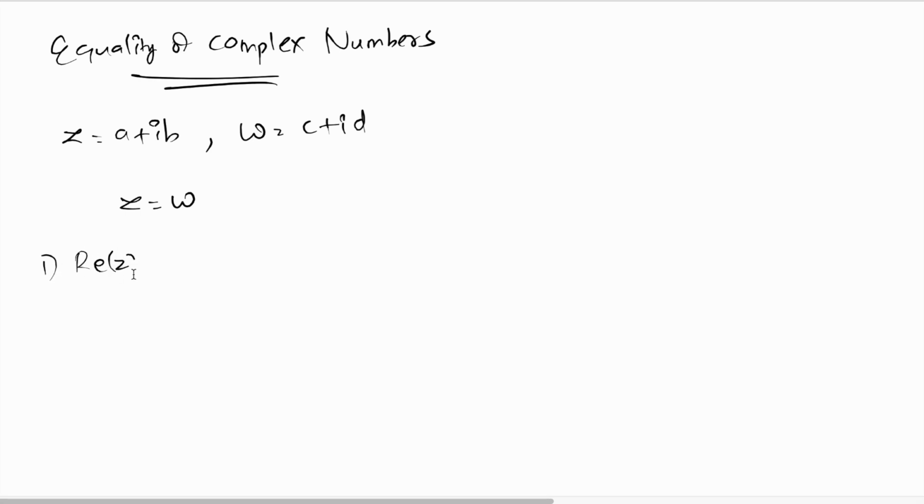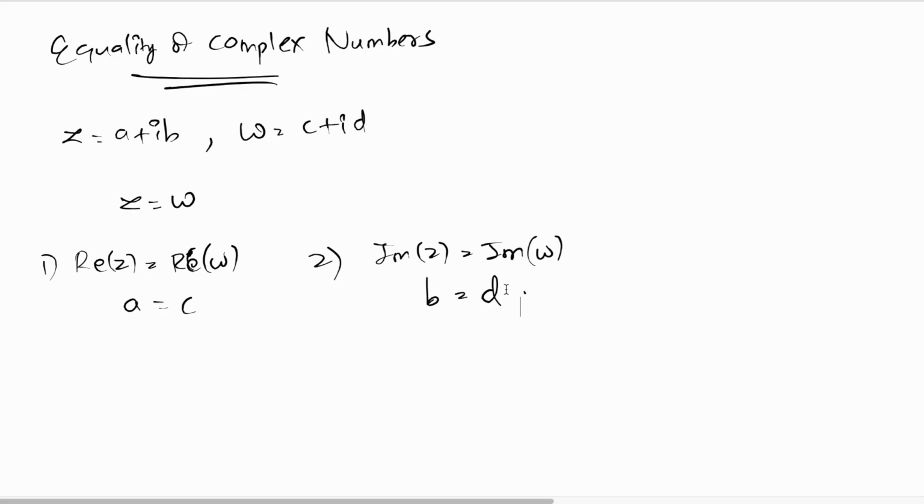That means the real part of z is equal to the real part of w, which means a equals c, and also the imaginary parts are equal. That means the imaginary part of z equals the imaginary part of w, which is b equals d. So for two complex numbers to be equal, both their real and imaginary parts have to be the same.